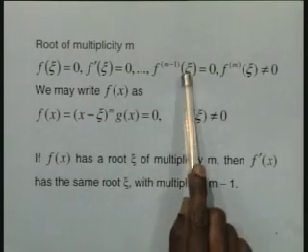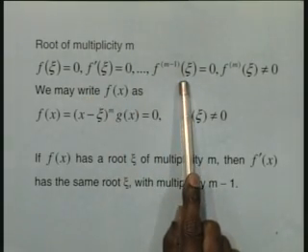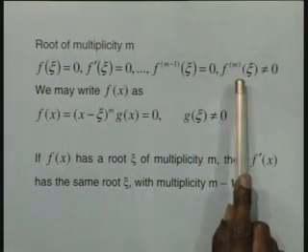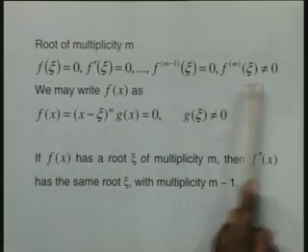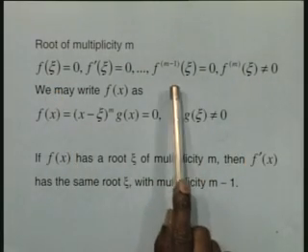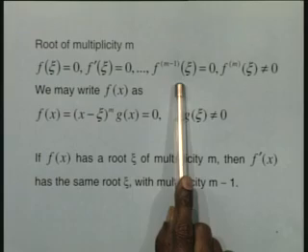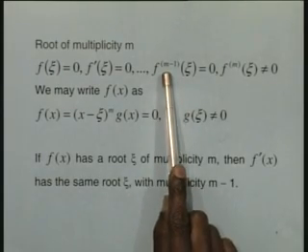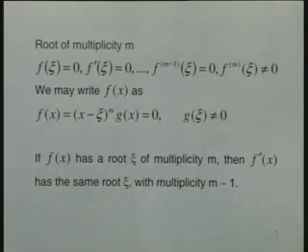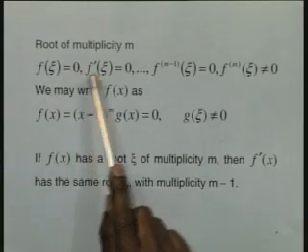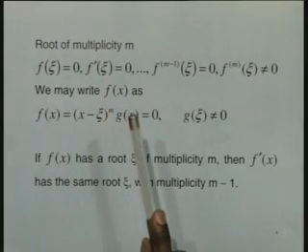Similarly, if we have a root of multiplicity m, then derivatives up to order m minus 1 are 0 and the mth derivative at xi is not equal to 0. Then we shall say it is a root of multiplicity m, and if we set m is equal to 1, we go back to the simple root, that is, f(xi) is 0, f prime of xi is not equal to 0.